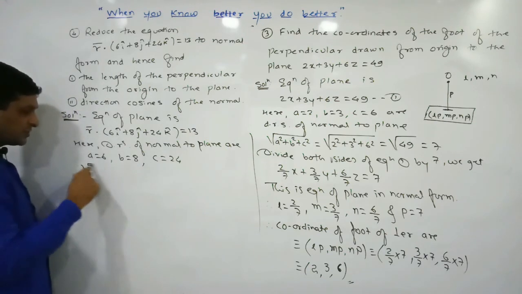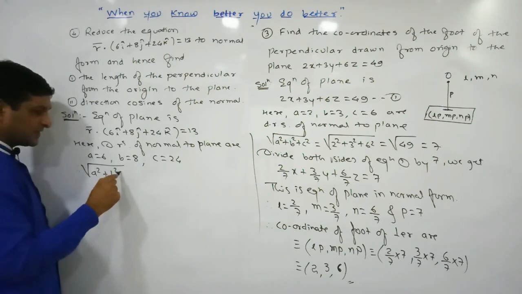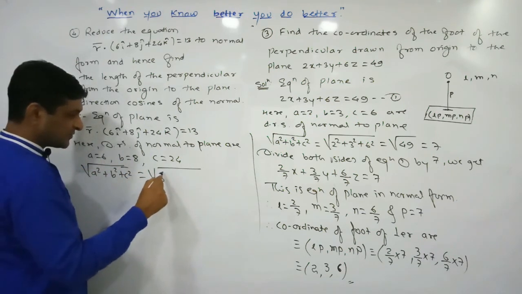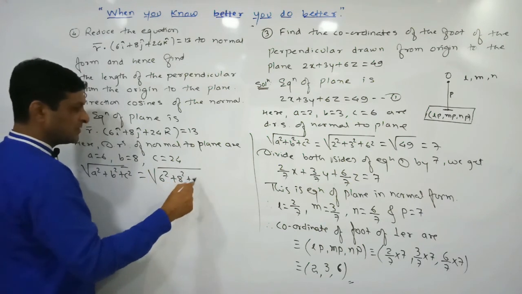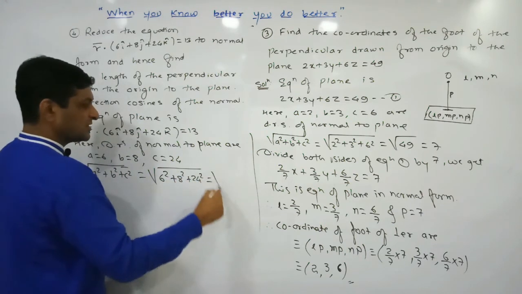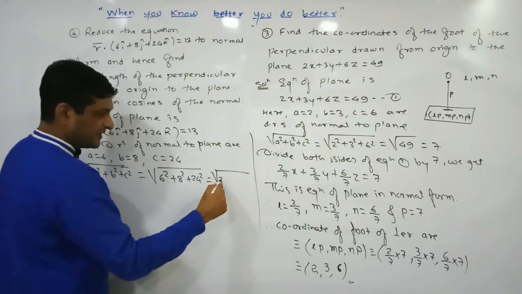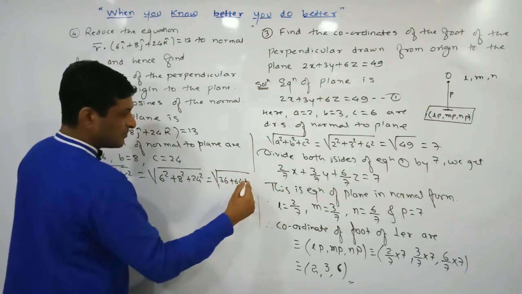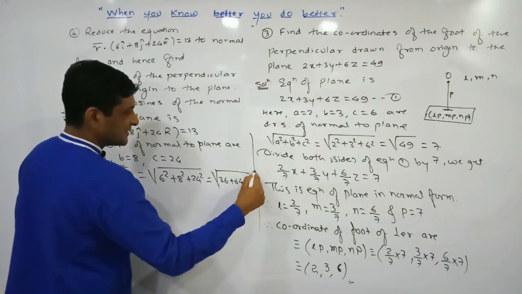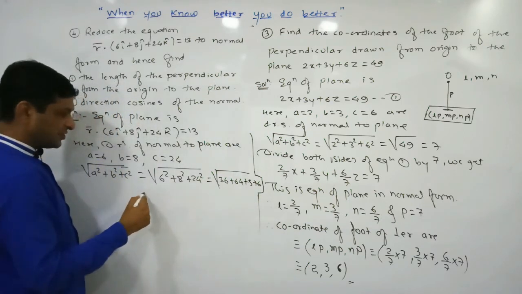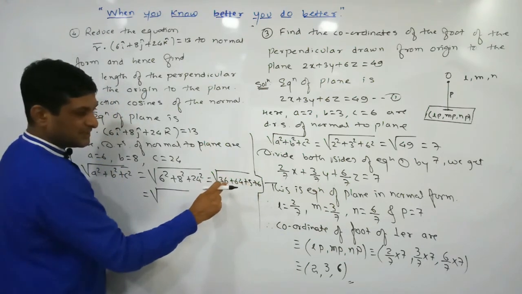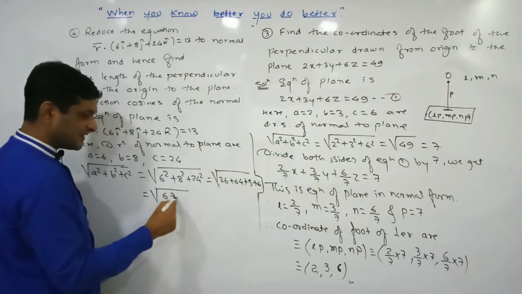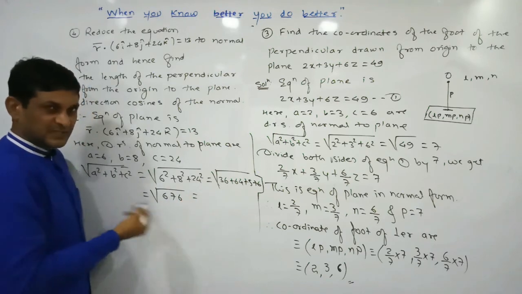Once the direction ratios are known to us, find out the value of under root a square plus b square plus c square, which is equal to under root a square means 6 square, b means 8 square, c means 24 square. So we will get 36 plus 64 plus square of 24, square of 24 is 576, isn't it? So its addition is 36 plus 64 is 100, 100 plus 576 is 676.